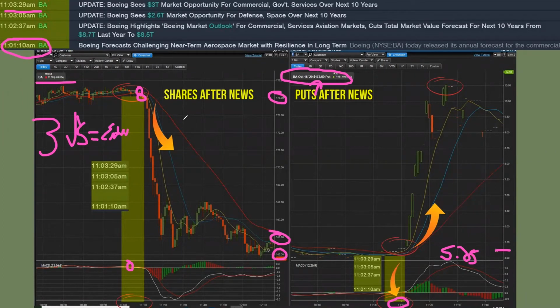But let's take a look if we entered following our day trade plan and position sizing. If you jumped into these October 16th 172.50 puts, they're going for $5.25. That means one contract is going to cost you $525. Now, just a short term after this drop, notice from 11:10 to 11:20.